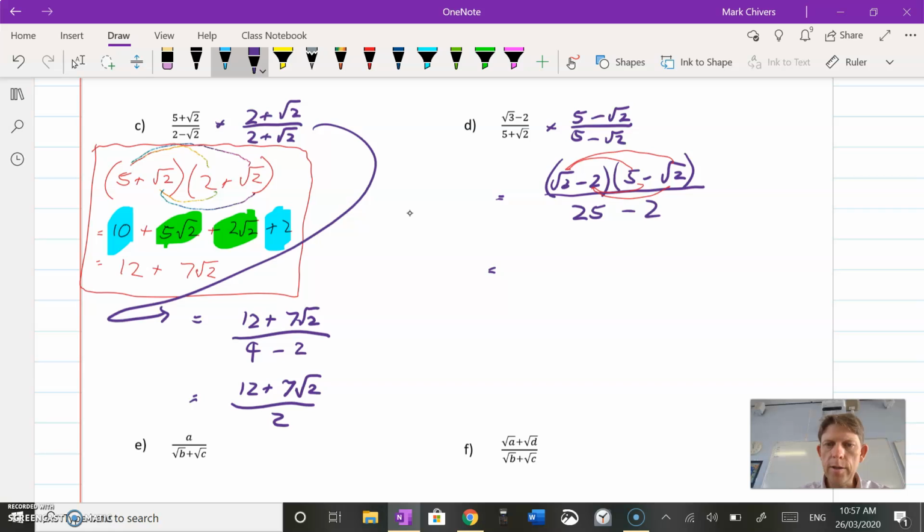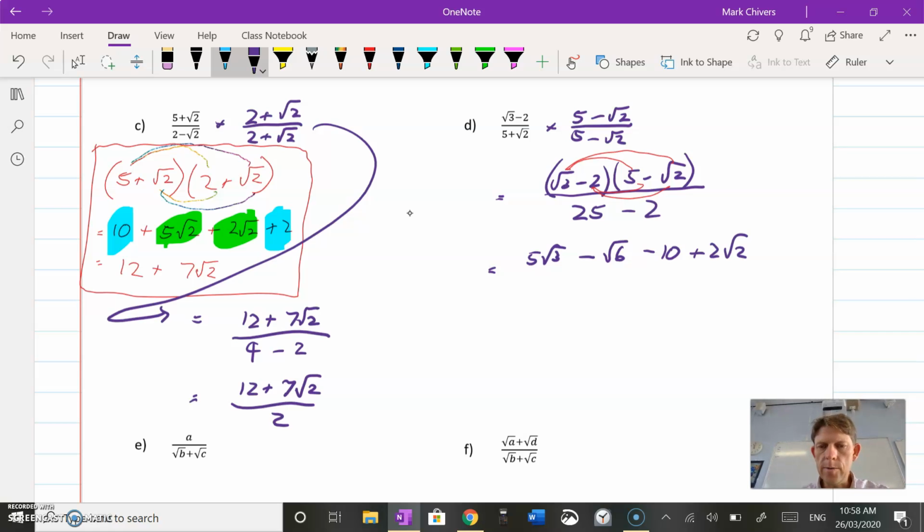So let's do that. First, we're going to end up with root 3 times by 5. Well, that's 5 root 3. Root 3 times by negative root 2, so that's going to be negative root 6. Negative 2 times by positive 5 is going to be negative 10. Negative 2 times by negative root 2 is going to be positive 2 root 2. Now, as messy as that looks, that's as simple as that's going to get.